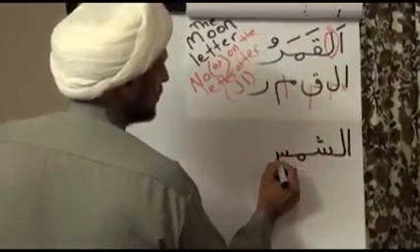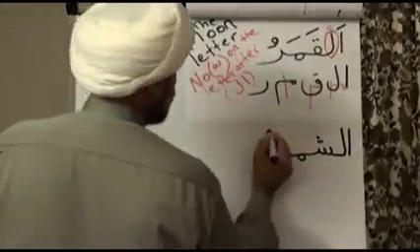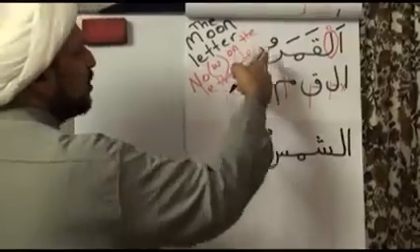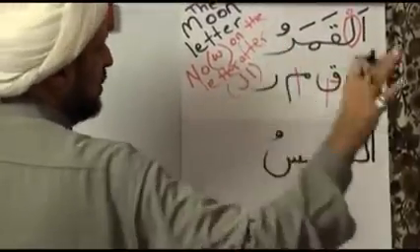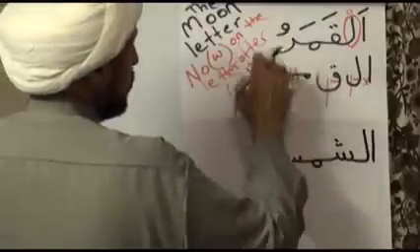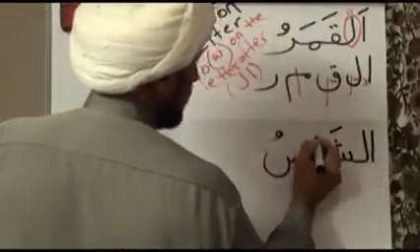Ash-shams. Ash-shamsu. Nominal, always names we end with oo sound. That's grammar, don't worry about it. So, oo sounds are always... So, we have ash-shamsu.